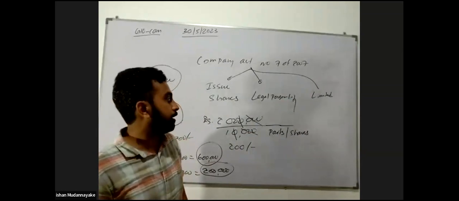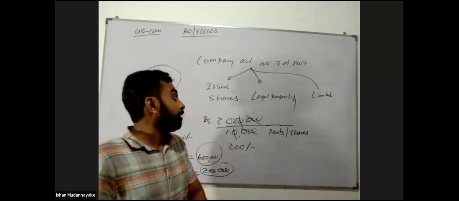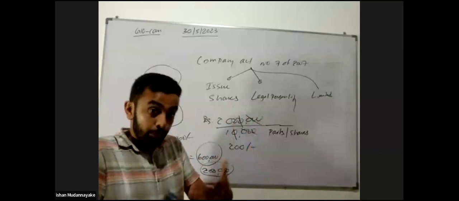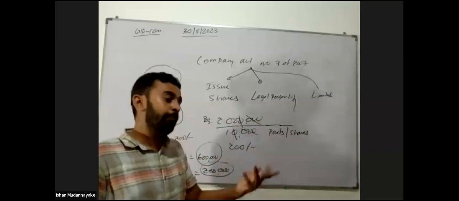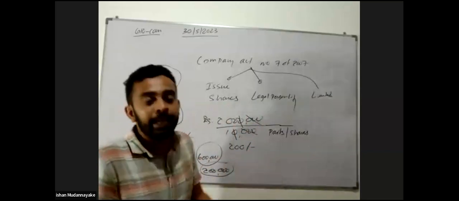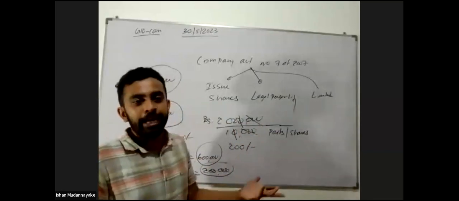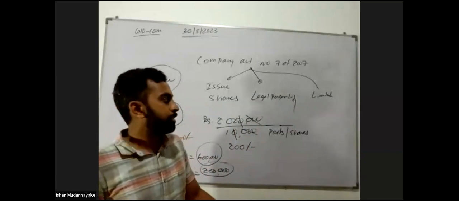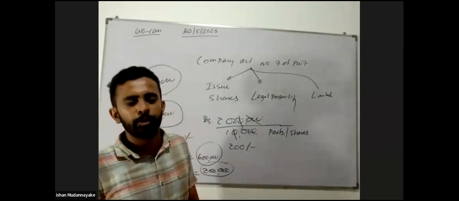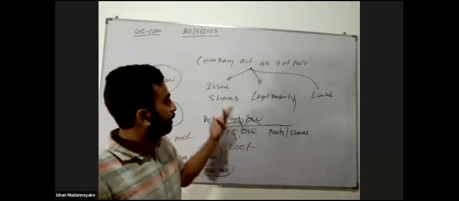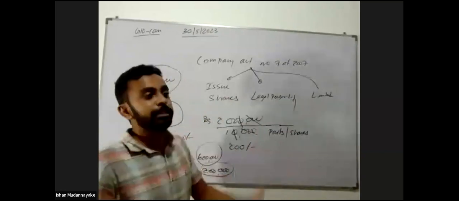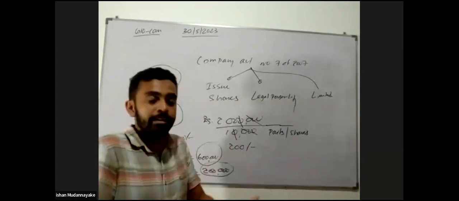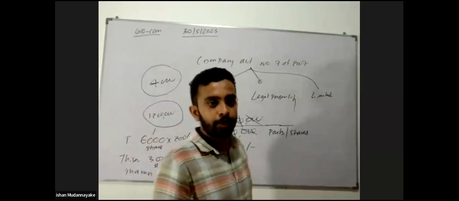These are the things that we need to discuss at O level. But if you want to learn something in detail, you need to study the advanced level business studies subject, under the commerce stream, to study companies in detail. So these are the things we need to discuss in O level.